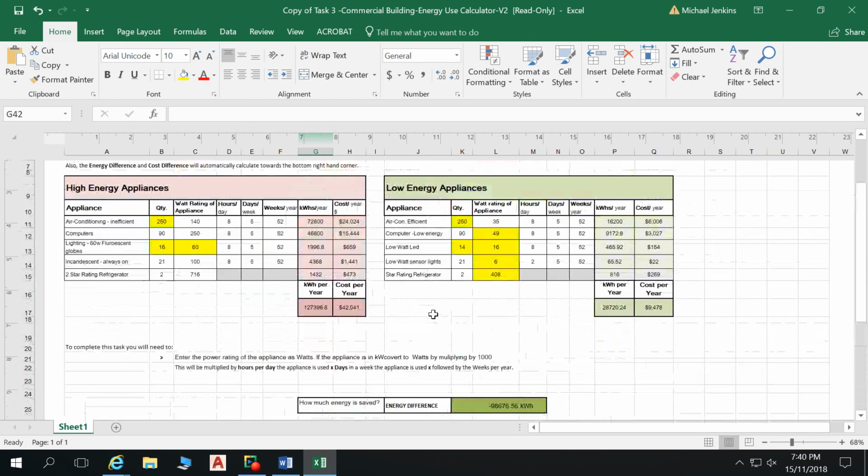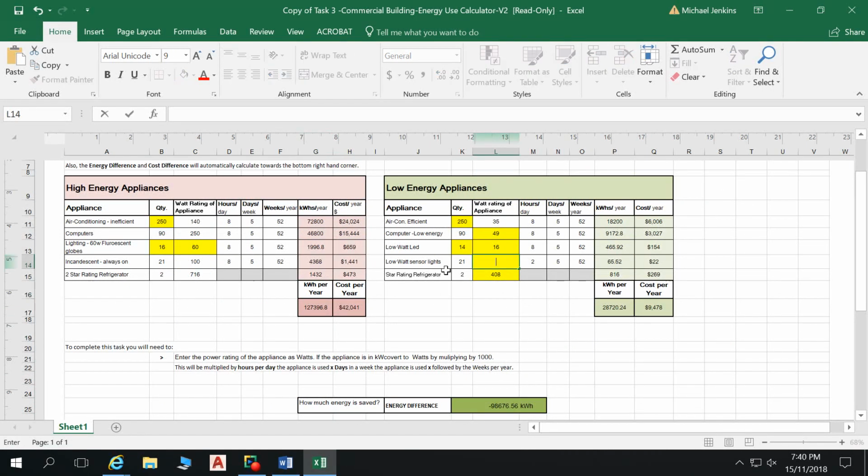So now we've calculated that. To do that, we've plugged some numbers in here. We can take those numbers. Well, let's leave this one out. Our refrigerator, our 3-star refrigerator, 408 watts rating of the appliance, and then that's 816 kilowatt hours per year.